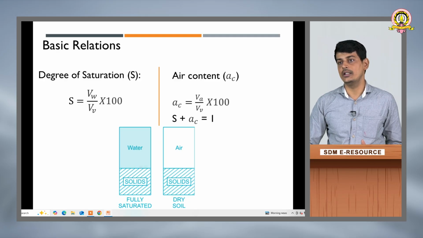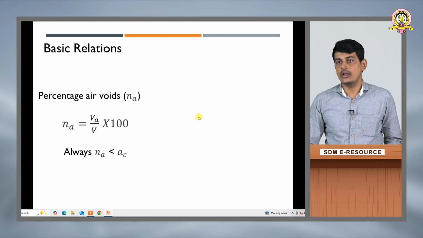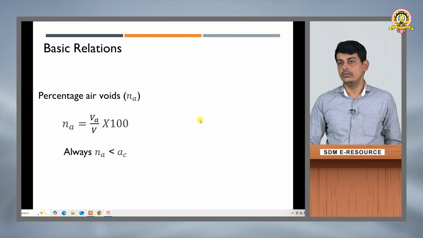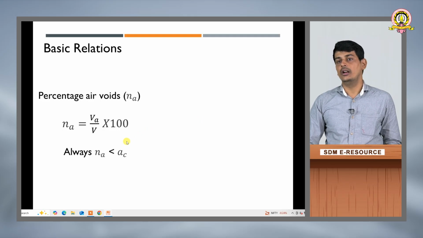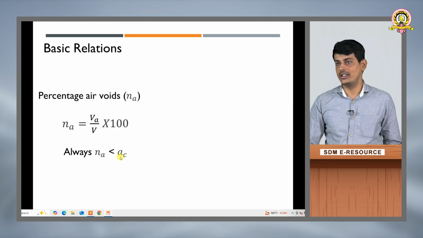So, S plus AC, this relation holds good. Okay, S, that is degree of saturation, plus air content will give the value 1. Similarly, in the case of completely dry soil, S will be 0, air content will be 1. In the case of partially saturated soil, we will have both S and AC values. Percentage of air voids is represented as na, defined as the ratio of volume of air to the total volume multiplied by 100, and it is represented in terms of a percentage. Always, percentage of air voids will be less than air content.